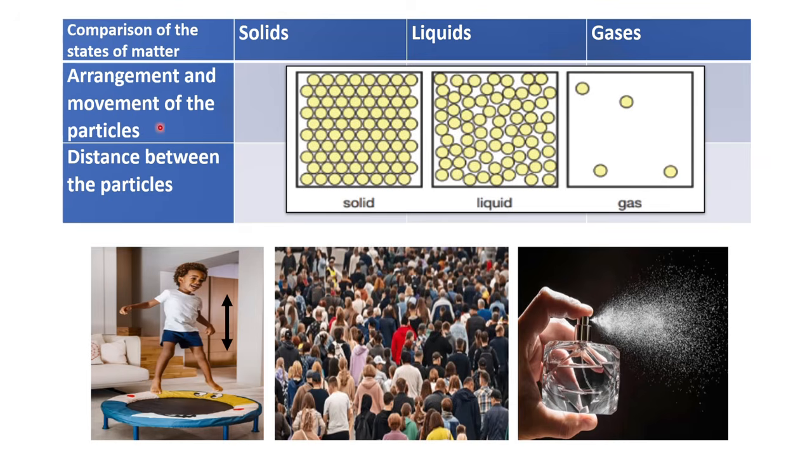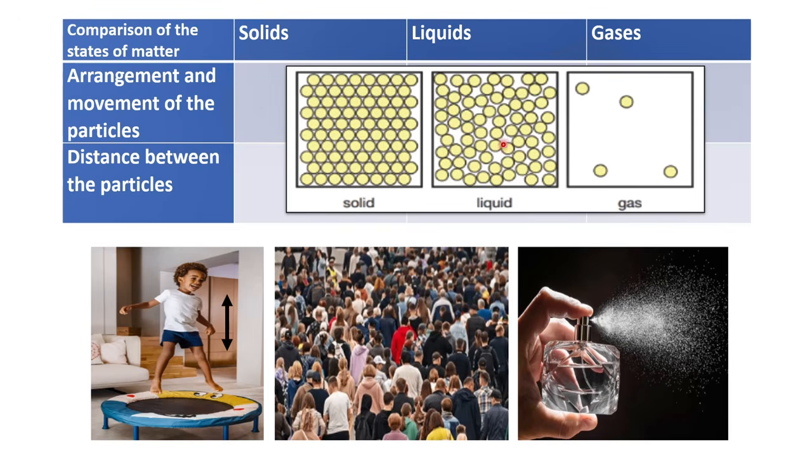We will continue to compare the states of matter, but using different terms: arrangement and movement of the particles, and the distance between them. We will start with arrangement and movement of the particles. In solids, the particles are arranged regularly and organized in a repeating arrangement. They don't move, but only vibrate in fixed positions, like this child jumping in one spot. What about liquids?